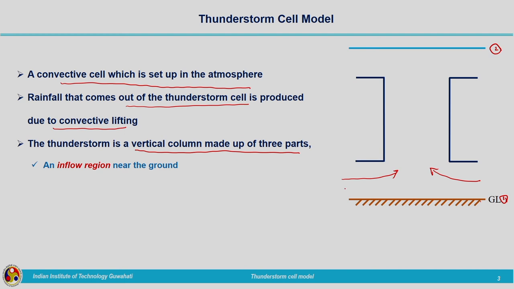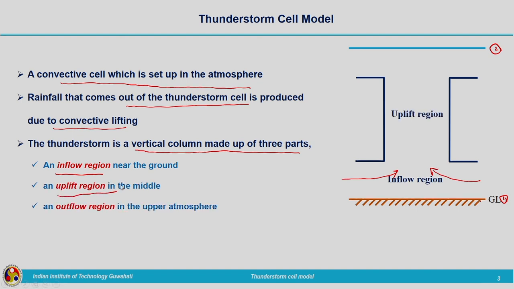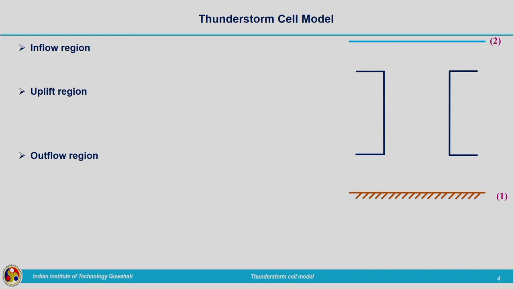The air is entering into the cell near the ground surface, that is the inflow region near the ground, and the middle part is known as the uplift region, and the uppermost part is termed the outflow region. This outflow region is opening into the atmosphere. So, these are the three parts of the thunderstorm cell which we are considering. We are considering an atmospheric column divided into three parts: the inflow region, very close to the ground surface, then extending into the atmosphere, the middle part is the uplift region, and above that, where it is opening up into the atmosphere, is the outflow region. The same thing is depicted here.